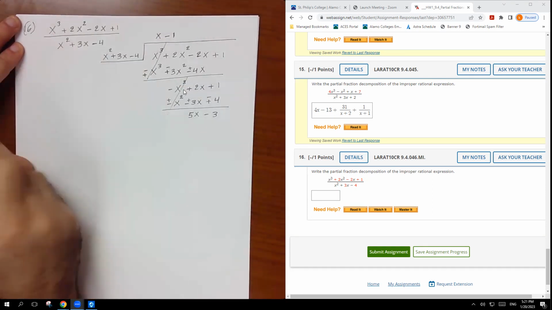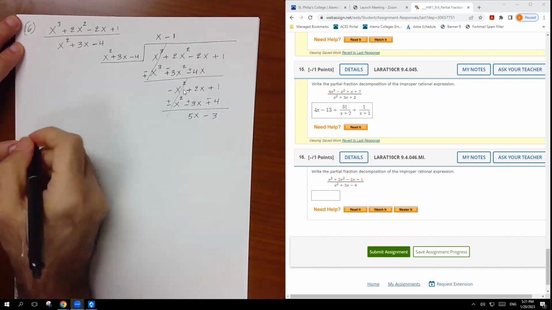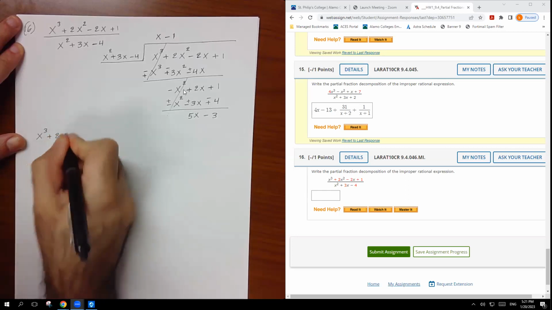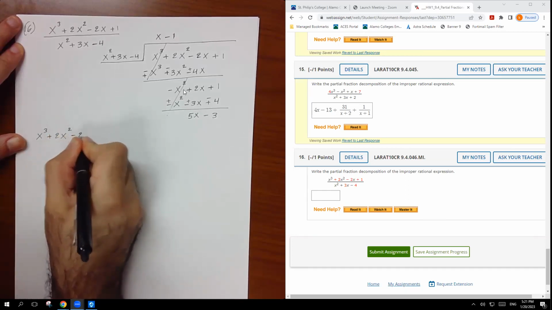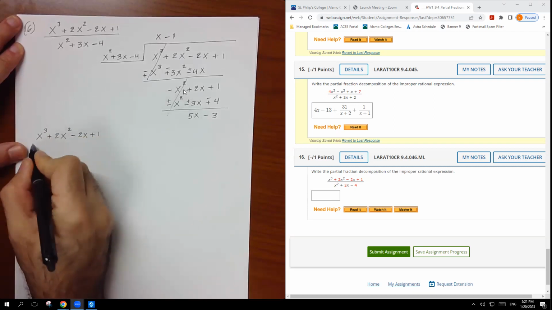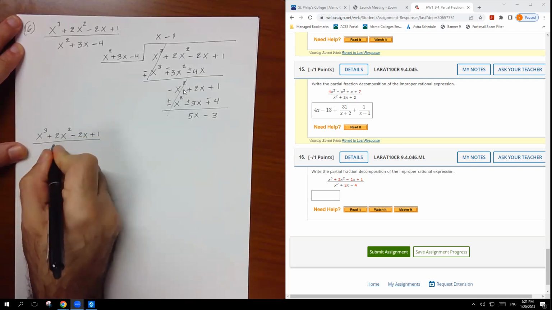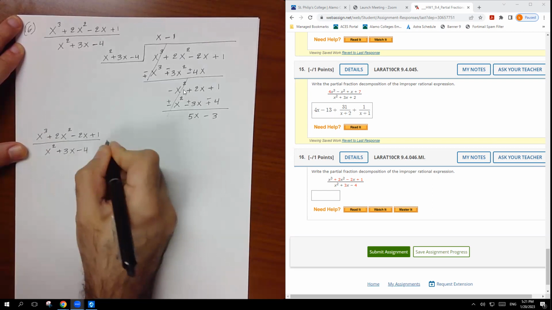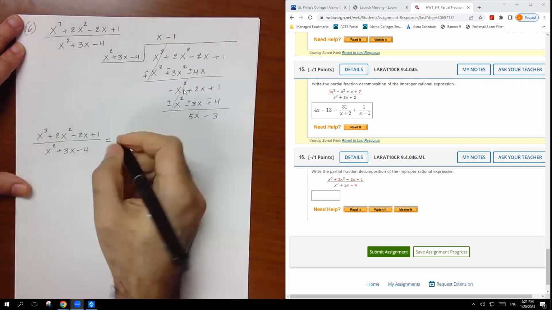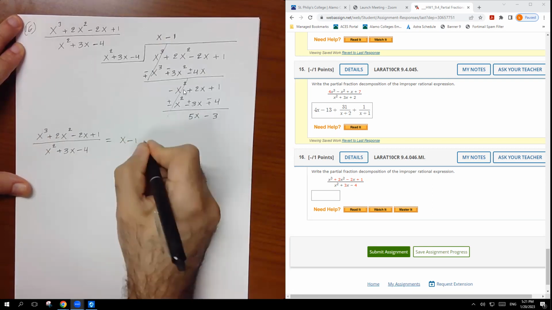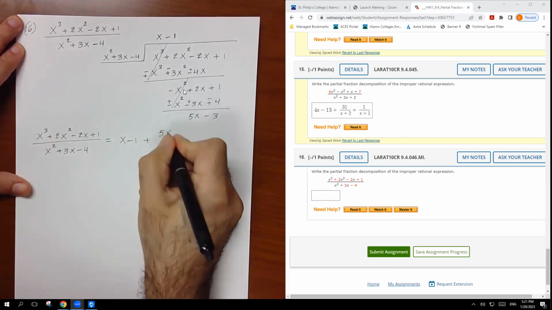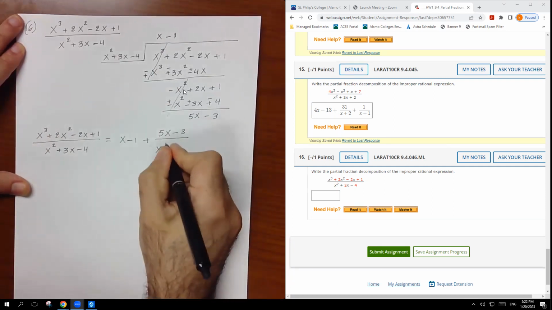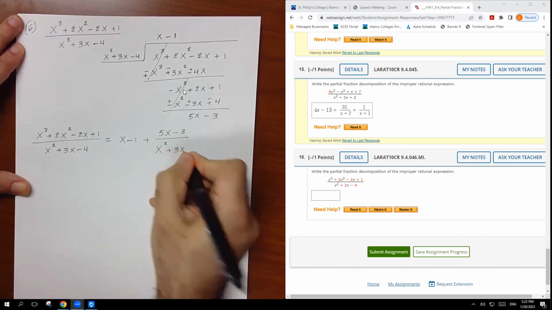That means the rational expression, x cubed plus 2x squared minus 2x plus 1 divided by x squared plus 3x minus 4, is going to be equal to the result, which is x minus 1, plus the remainder, which is 5x minus 3, over the divisor, x squared plus 3x minus 4.